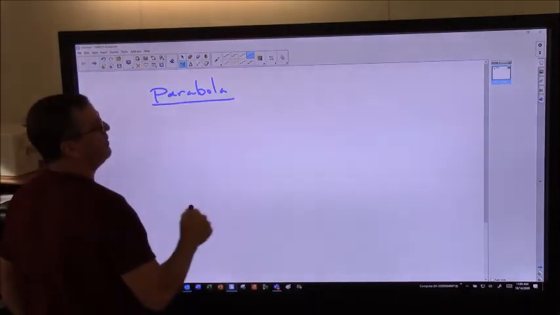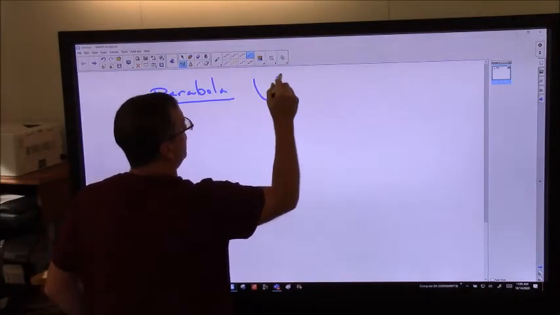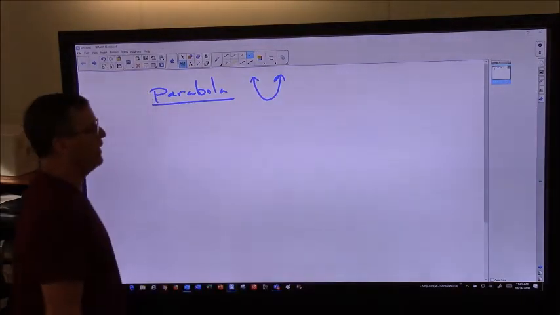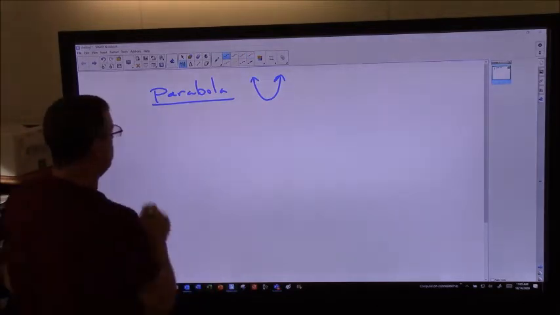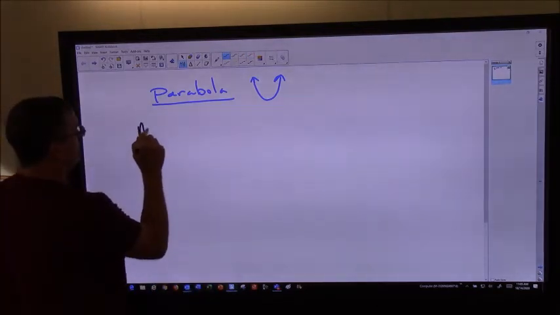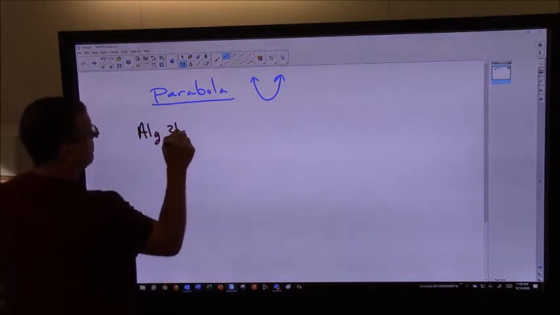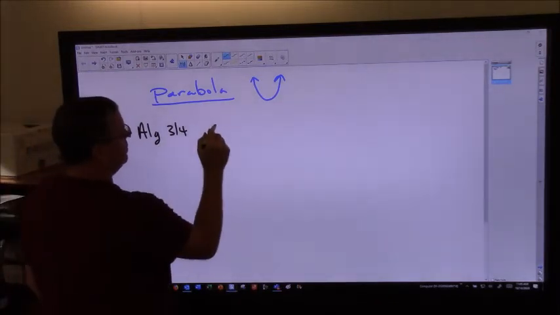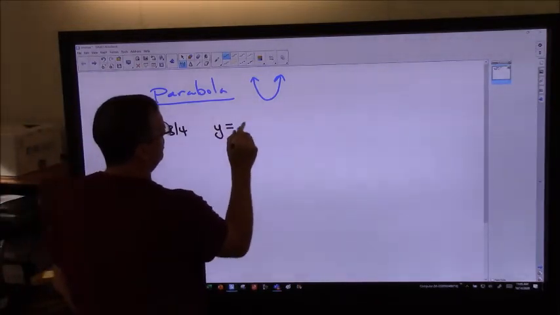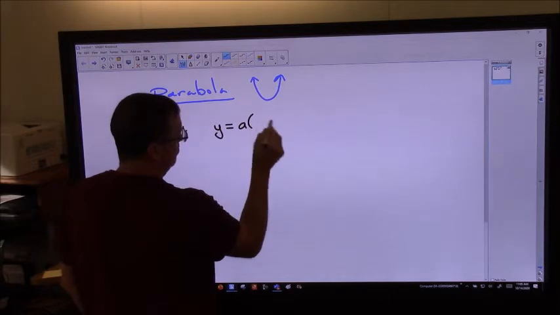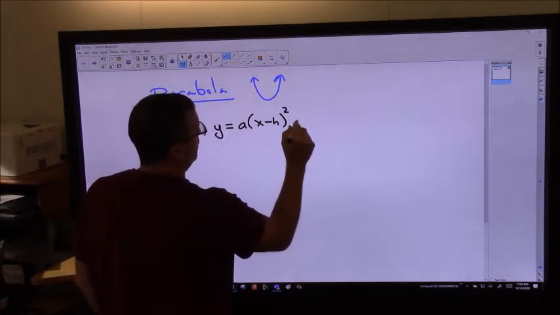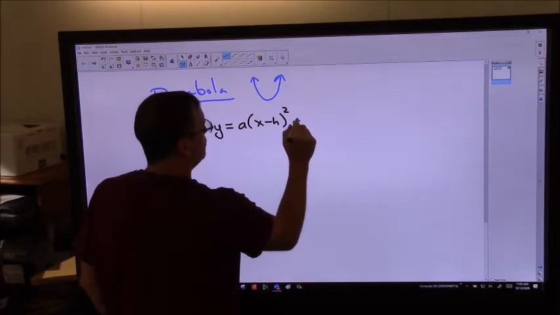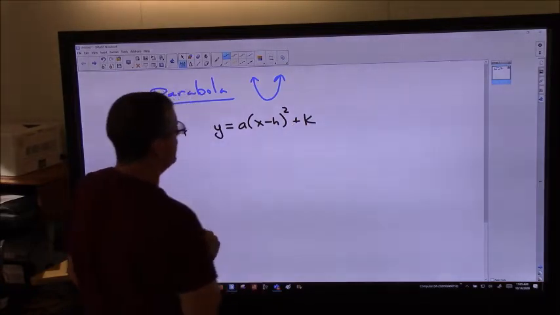And most of us look at that and we think it's some kind of shape that would look like this. And I know that last year in our Algebra 3-4 book, they gave us this equation: y equals a times, in parentheses, x minus h squared, plus or minus a k value out here.